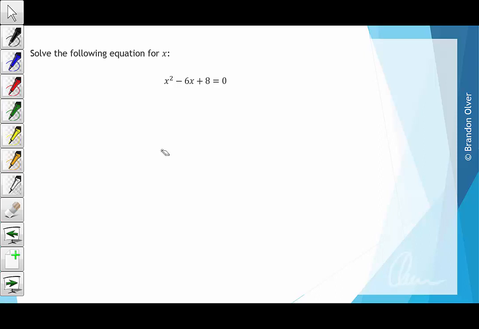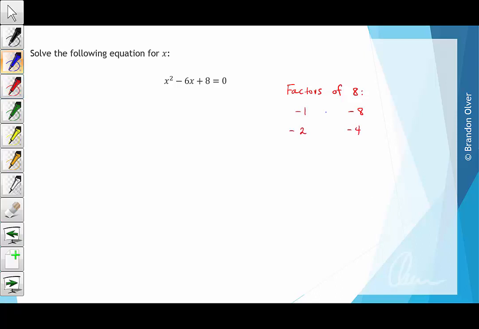So to do this, we need to look for two numbers that multiply together to give 8 and add together to give negative 6. Because we need the two of them to add together to give negative 6 and multiply together to give positive 8, we're going to look at all the negative factors of 8. So factors of 8 include negative 1 and negative 8, negative 2 and negative 4.